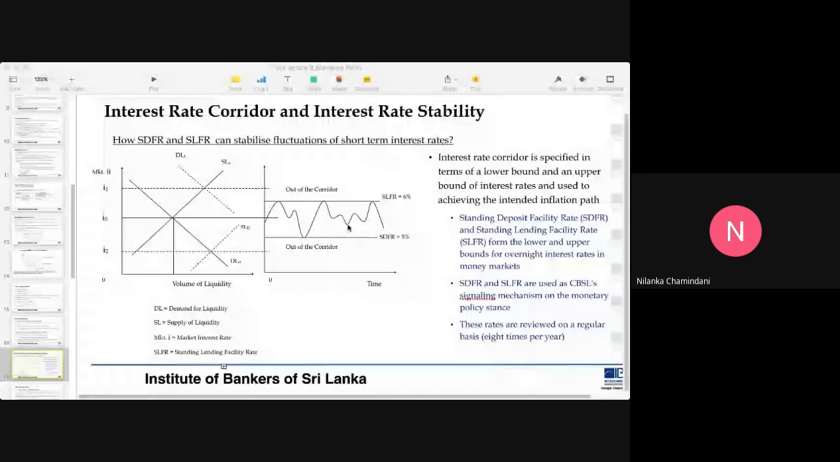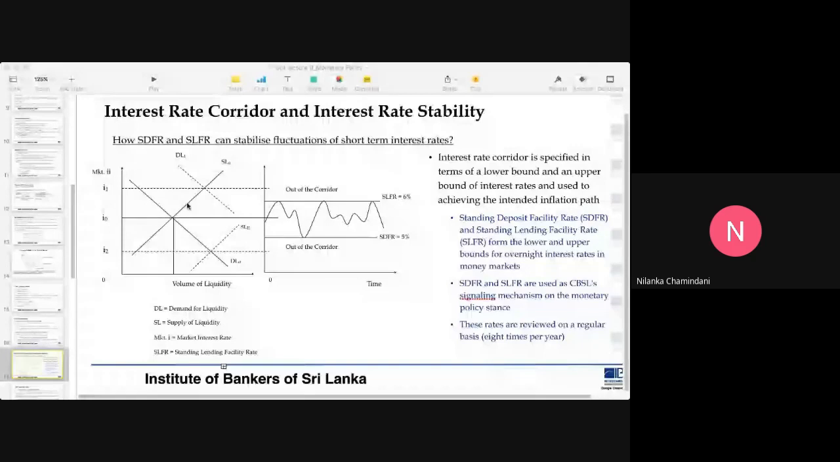So that we can see that it actually gives a signal to the market players as well, that they can expect an increasing trend in the market interest rate in the near future. So accordingly they will take their decisions.